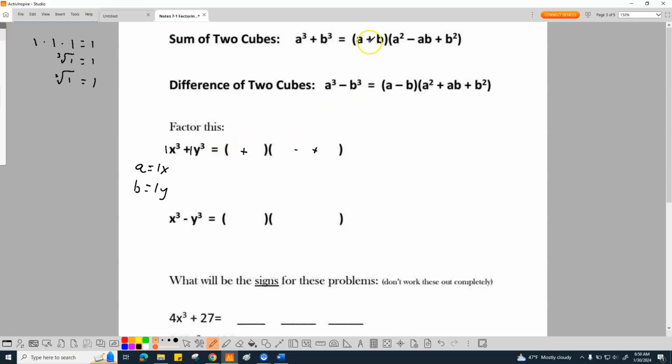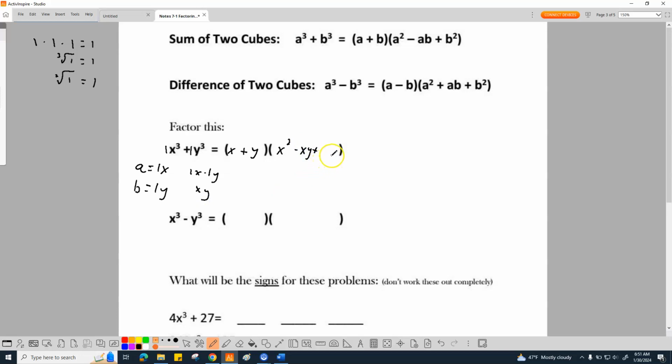Now we're going to get A plus B for the first one. So I'm going to get x plus y for the first one. X plus y. Cool. This next one is A squared. So I'm going to have 1x squared. I'm going to go ahead and put that in there. X squared minus A times B. A times B is xy. Can you see it? 1x times 1y is in fact xy. So let's put that xy in here. Bizarre, but just deal with it.